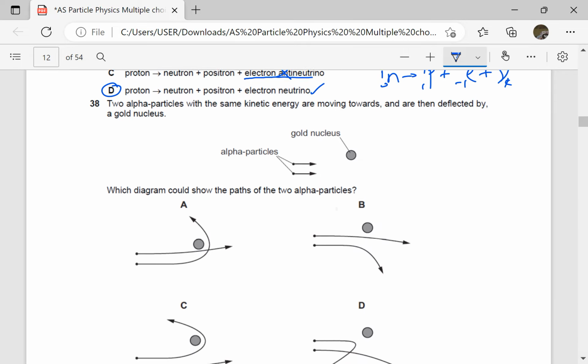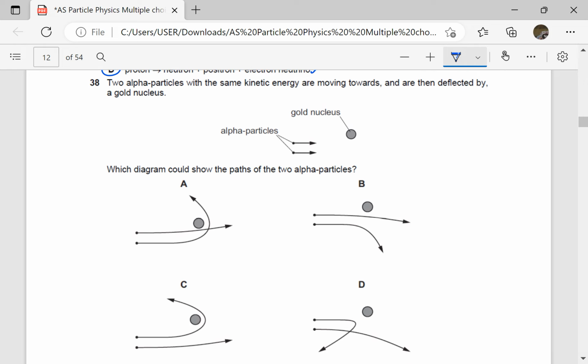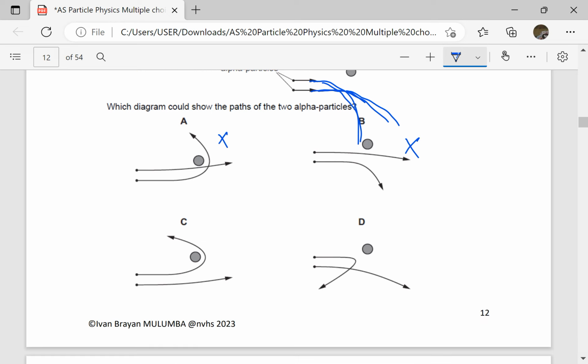Two alpha particles with the same kinetic energy are moving towards and are then deflected by a gold nucleus. Which diagram could show the paths of the two alpha particles? So you notice that this one is going to be closer, so it undergoes more deflection compared to the other one. The one which is further goes through a smaller deflection than the one which is closest. So it means this is wrong, and this is wrong, so the answer is going to be D.